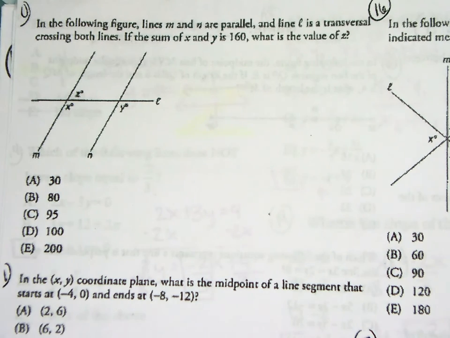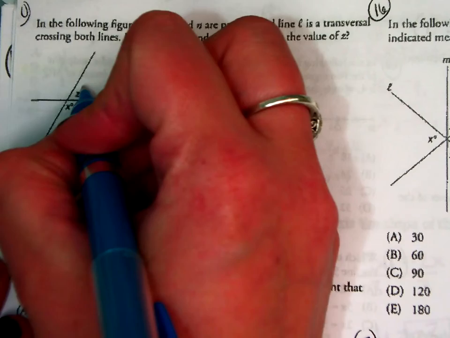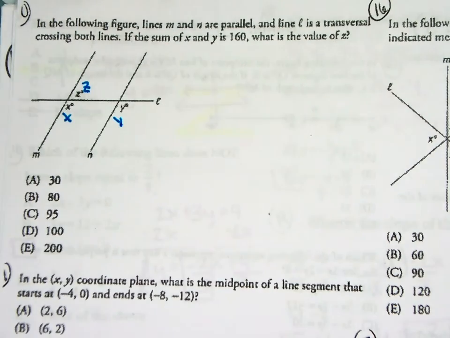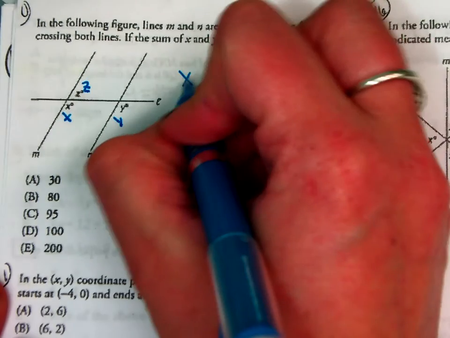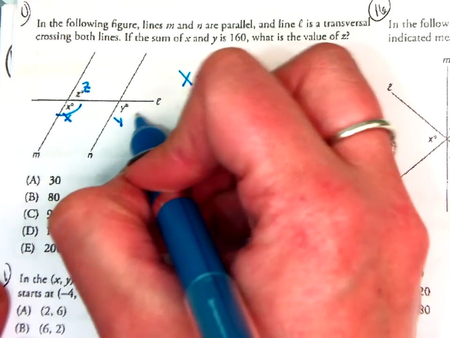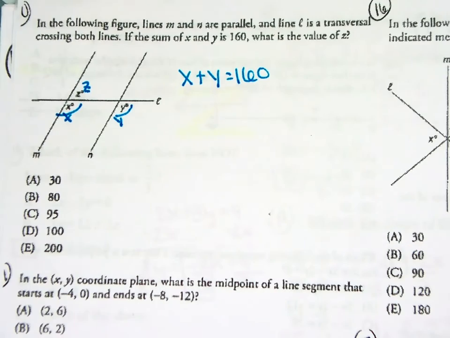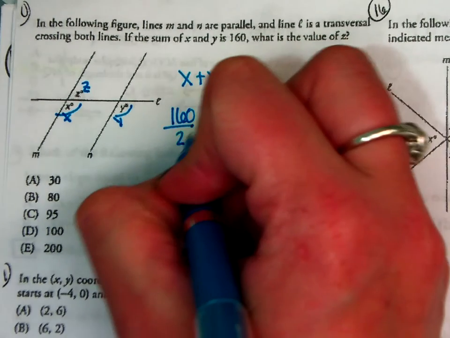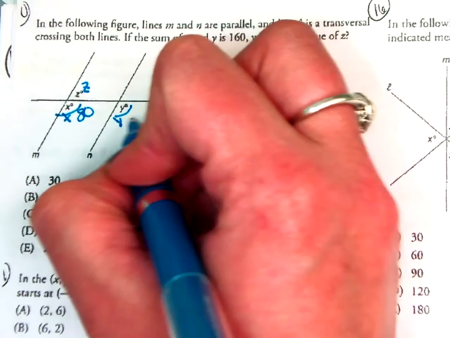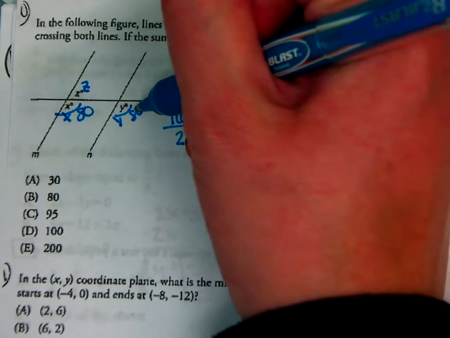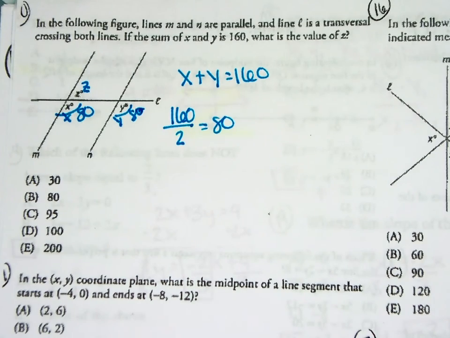So in this problem, it's a little bit tricky to kind of see. This is the letter Z, this is X, and this is Y. I know it's a little fuzzy. Now, when we add X and Y together, X plus Y equals 160, we know that X and Y are corresponding angles. They're identical to each other. So that means that X and Y are actually the same number. So I'm going to take 160 and divide it by 2, giving me an answer of 80. 80 plus 80 is 160. And I know that they're equal because those angles are corresponding.